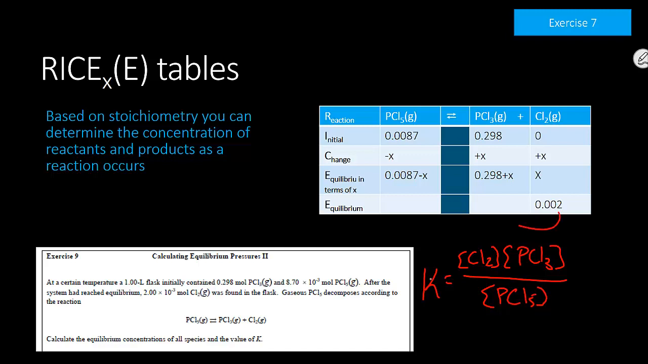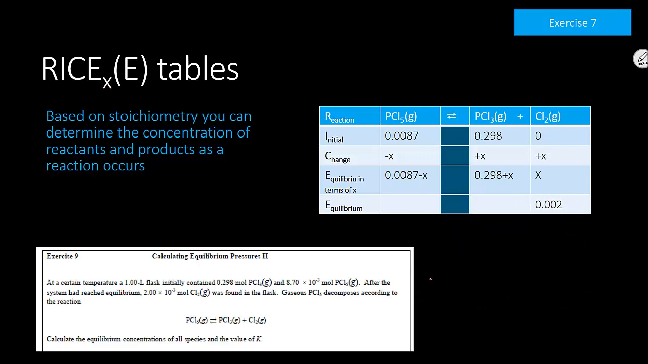We know one of the concentrations, but in order to figure this out, we need the other two. So we can figure out what the other two values are just based off the problem that we're given if we set up a Rice table. So initially they tell us that we have this many moles of phosphorus trichloride and this many moles of phosphorus pentachloride. Since it doesn't mention the chlorine gas, it's safe to assume there was no chlorine gas in our flask when we started. As the reaction happens, phosphorus pentachloride, a reactant, is going to be used up.